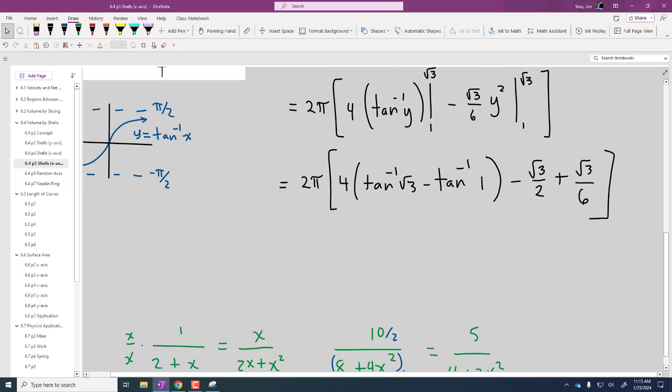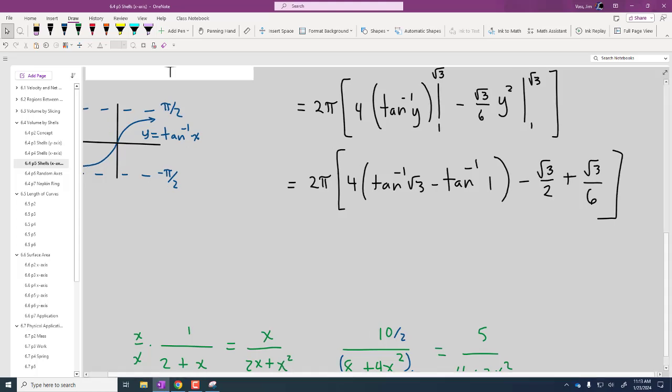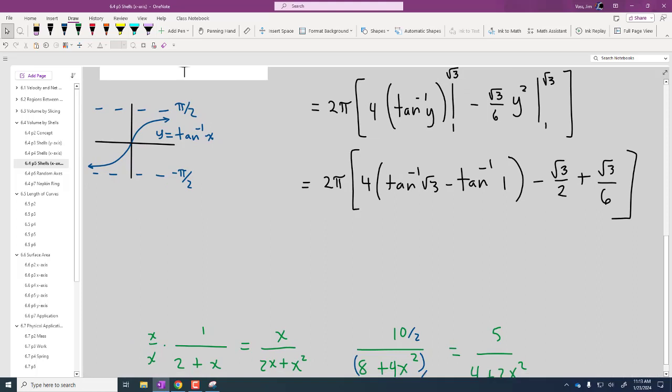All right, any questions on that substitution? Fundamental theorem stuff. Okay, back to trig then. So we need to remember how to evaluate inverse trig functions. We're going to do it a lot.